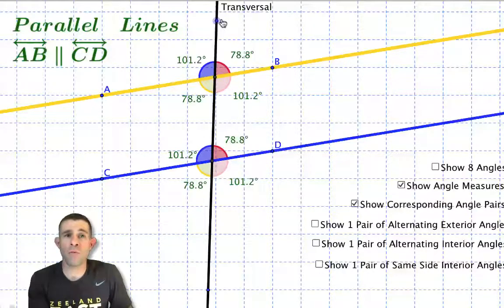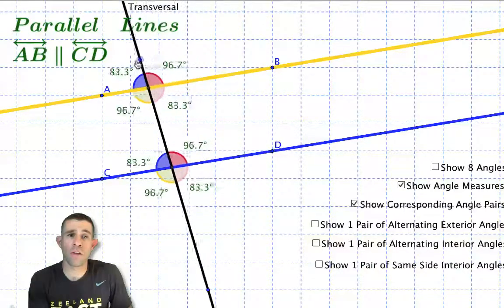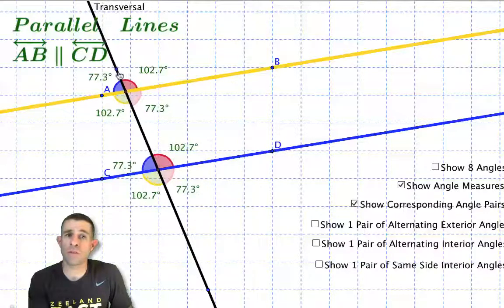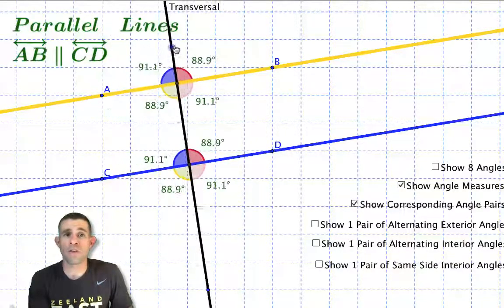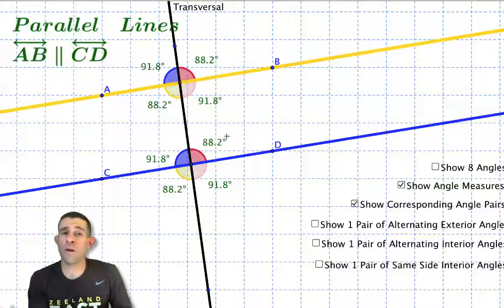And no matter where I move my transversal so that it cuts through those two parallel lines, those corresponding angles are always going to be congruent to each other. So again, here you see red is 102.7, and so is this red up here. So when I have parallel lines, my corresponding angles will be congruent to each other.